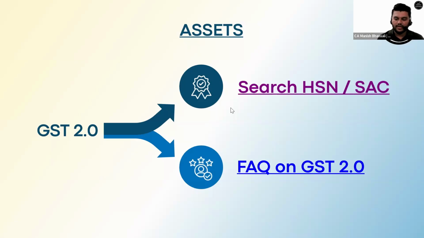For example, if somebody searches 998313, it will throw out whatever the description is. Like this, you can search any HSN code here, and if you have the description, you can search the description here. For example, if I search car, it shows motor cars, sidecars, all of that. In services, if I click, and let's say I search technology.